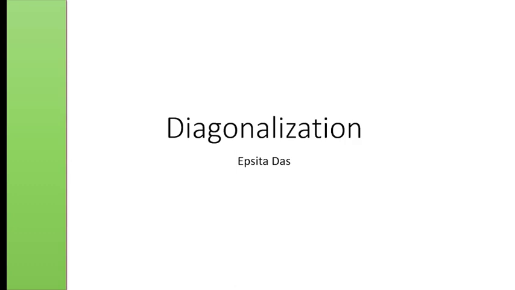Hello students, today the topic of discussion is diagonalization. In our previous video we discussed what an eigenvalue and an eigenvector are and how to calculate them. Diagonalization is very much associated with calculating eigenvalues and eigenvectors. That means you have to calculate eigenvalues and eigenvectors, then proceed to diagonalization. So I am going to use an example to make you understand.